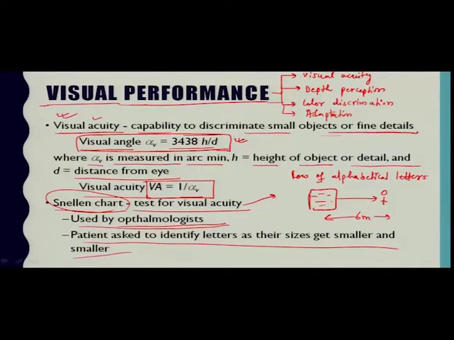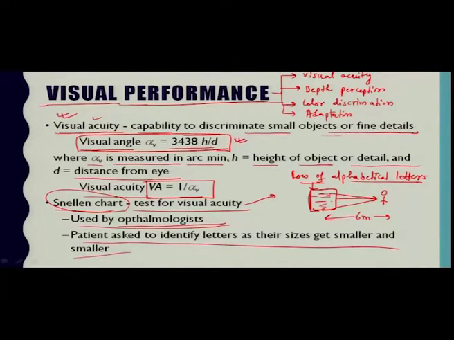So there is one particular chart which contains rows of alphabetical letters, and the person sits at about 6 meter distance away from the chart, and the patient is asked to identify the letters as their sizes become increasingly small, and accordingly the subtended angle made by them also becomes smaller. The row of letters on which the patient begins to misread the letters is used as a measure of acuity.